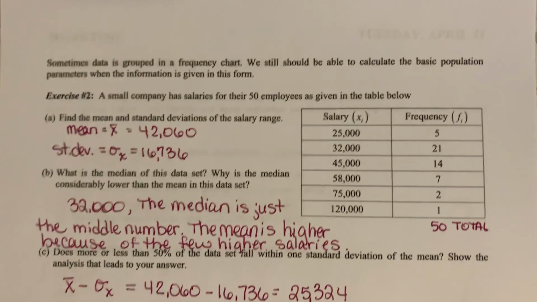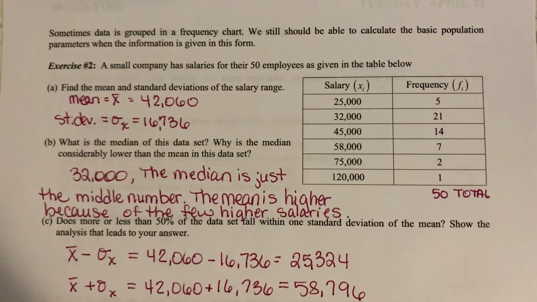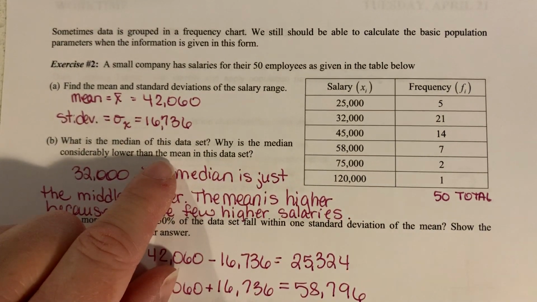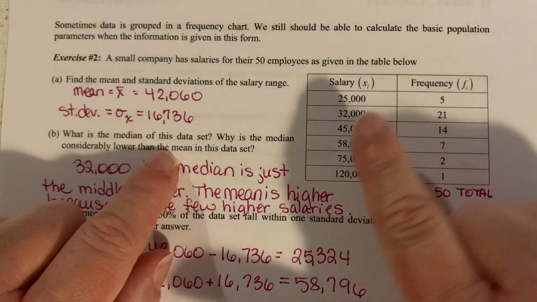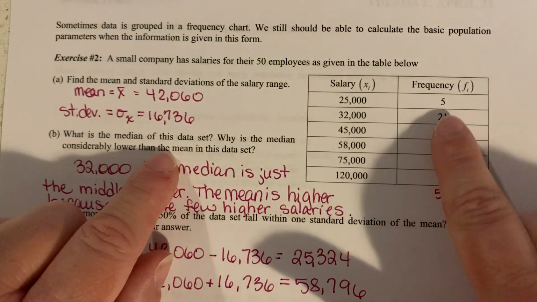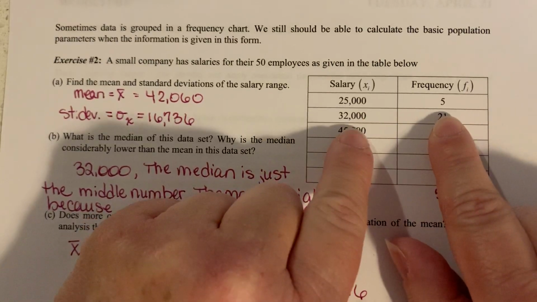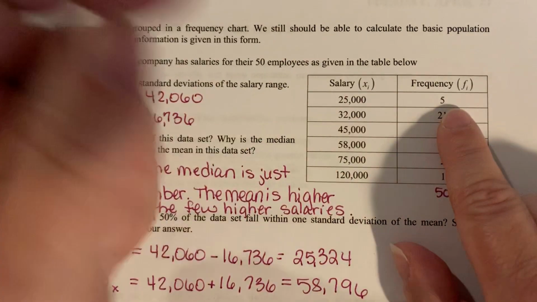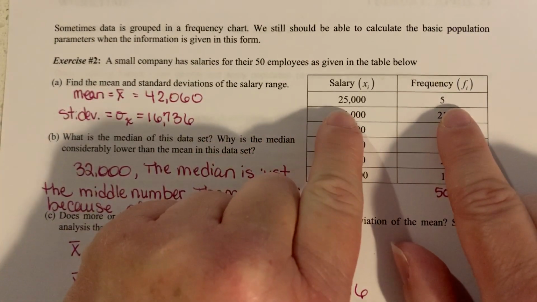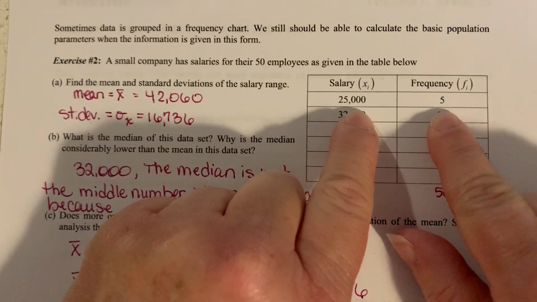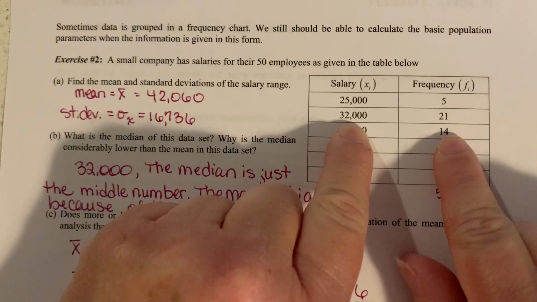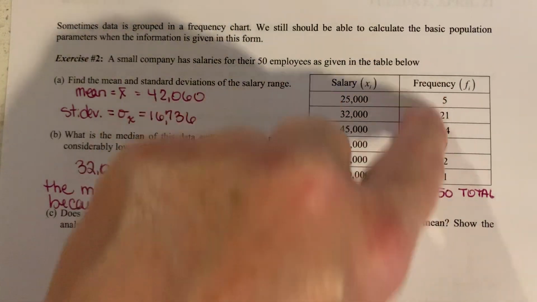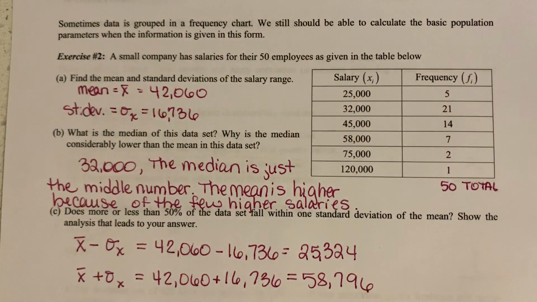All right, page 2. So sometimes we use a frequency chart instead of using a list of numbers. So on the website that I gave you, you can use raw data and just type these in, 25,000 in 5 times, 32,000 in 21 times, 45,000 in 14 times, or you can switch over to the next thing, which is a frequency table, and type in 25,000, and then it happens 5 times. So you put in a 5, and then 32,000, and then 21. So you can literally type it straight from this chart.